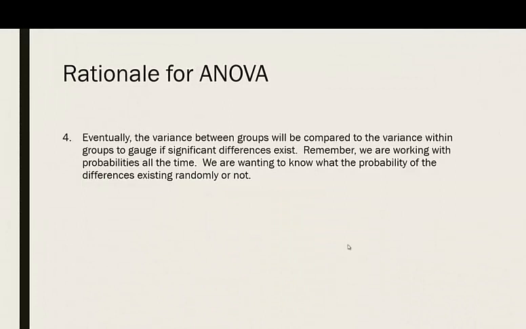And finally, the last rationale then is eventually the variance between the groups will be compared to the variance within the groups to gauge if there is a significant difference that exists. And we're always working with probabilities, and so we're wanting to know what the probability of the difference that exists happened randomly or not.